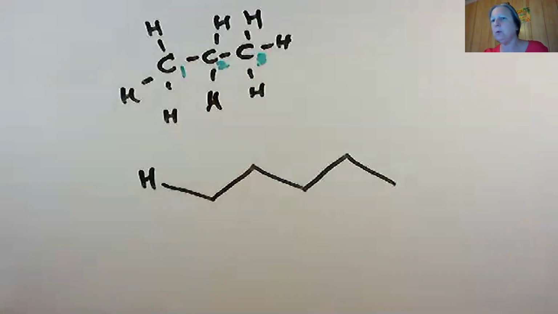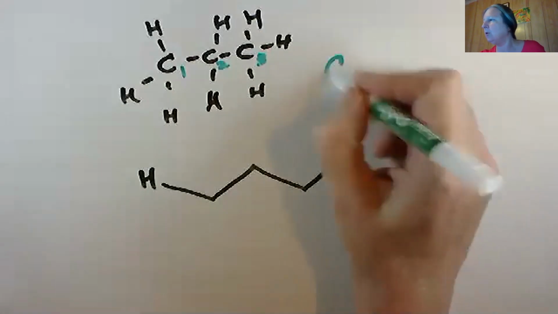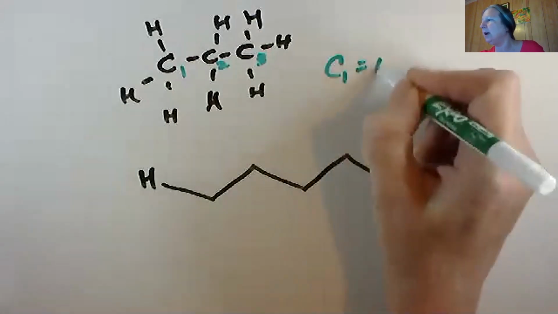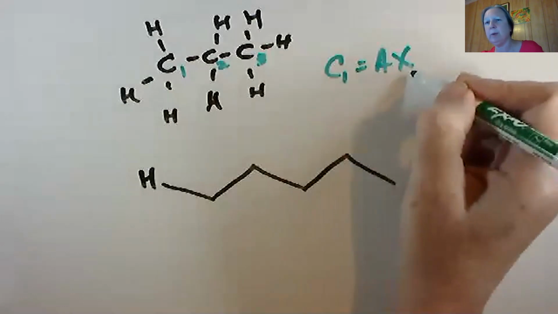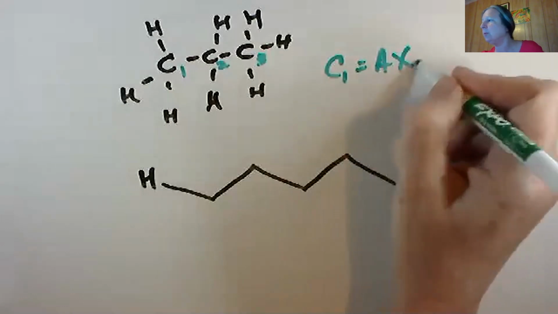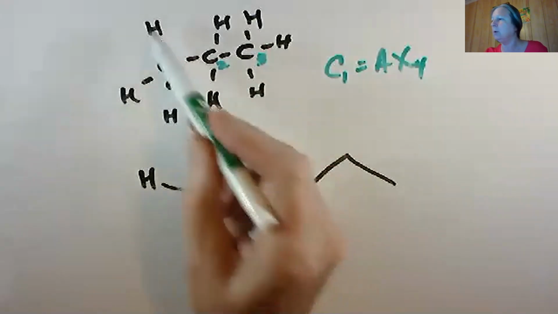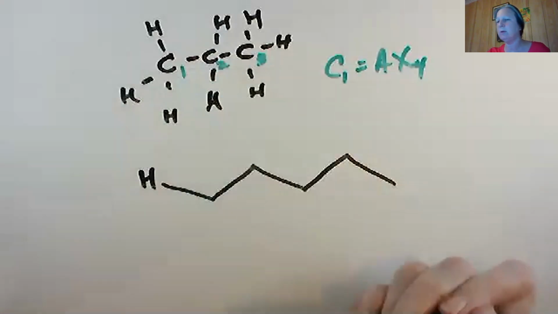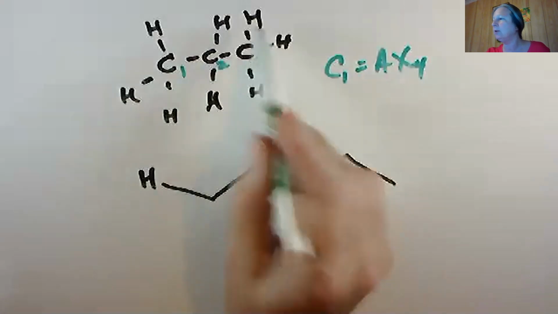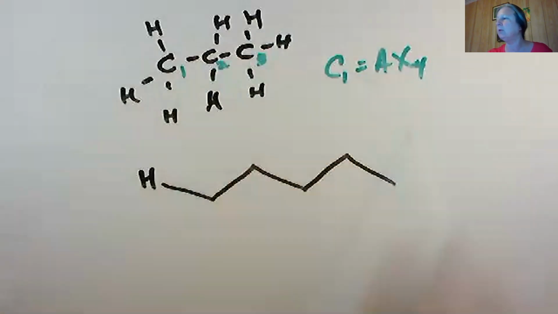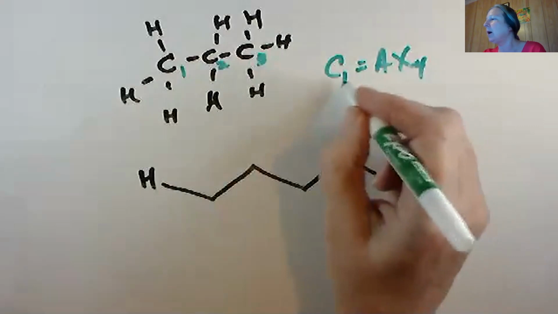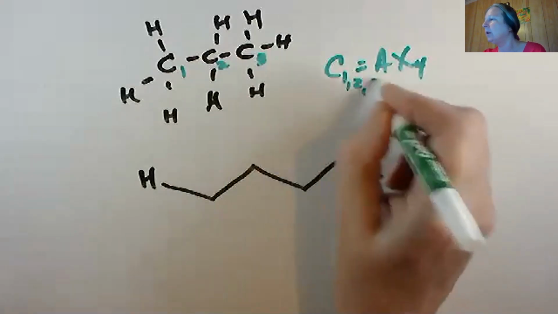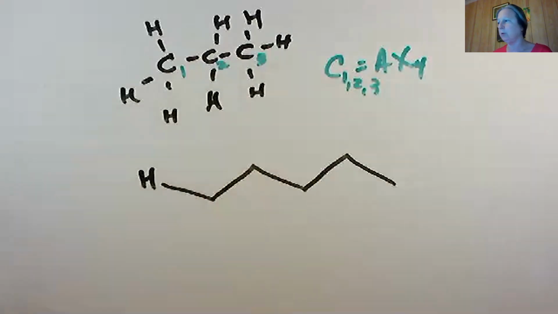But if you work out the AXE, you're going to find that each is AX4, where X is how many atoms it's connected to. 1, 2, 3, 4. This carbon is connected to 2 hydrogens and 2 carbons, so that's 4. This carbon is connected to 3 hydrogens and 1 carbon, so that's 4. So all of my carbons are AX4, which is tetrahedral.